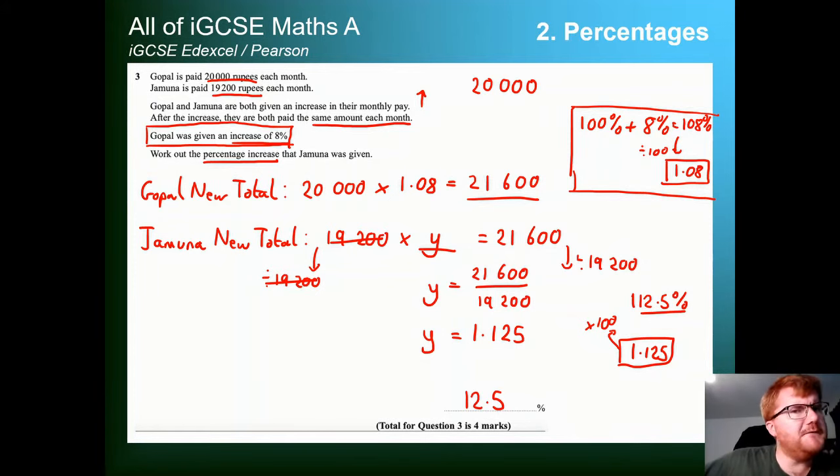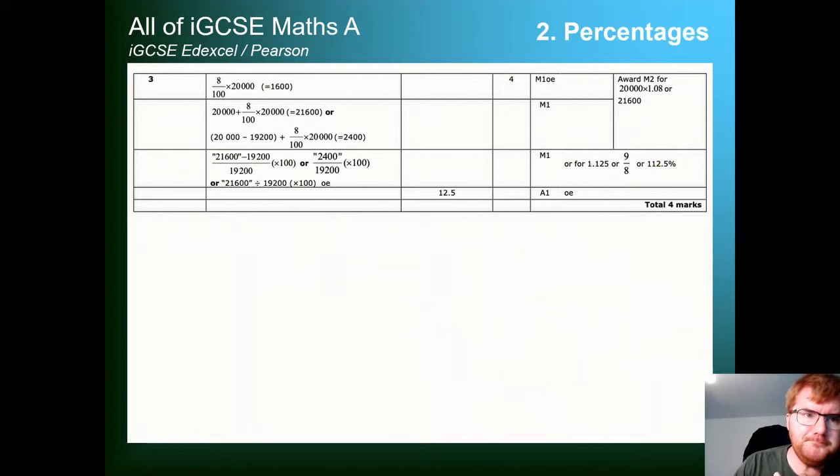Notice being comfortable with these multipliers, working backwards and forwards, helps you with a lot of different questions on this IGCSE course. And again, you can see the answer here, so 12.5%, and they've worked out in a slightly different way or slightly different approach to what I've taken.